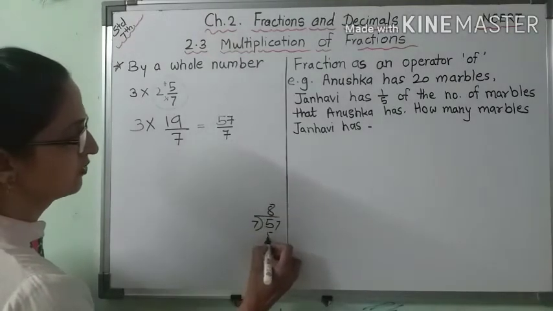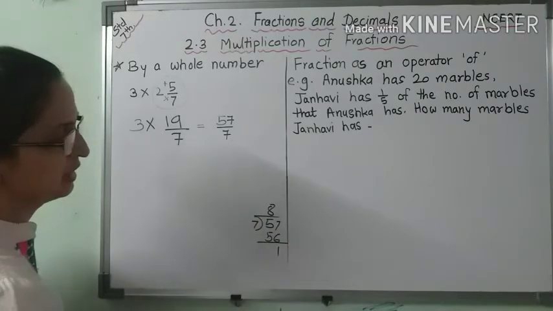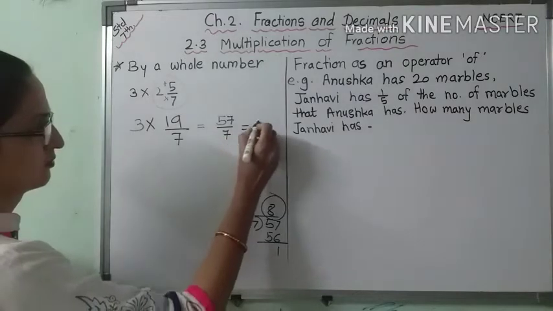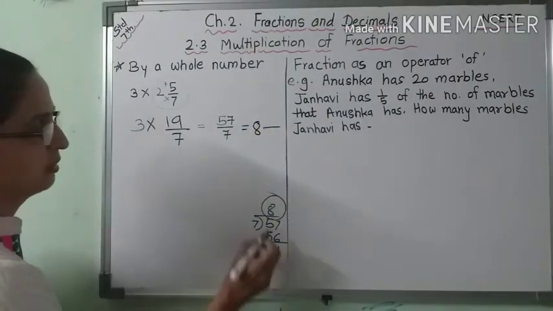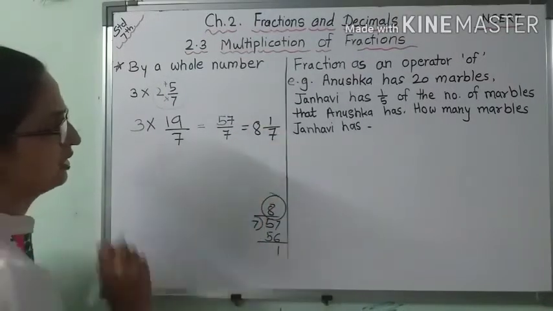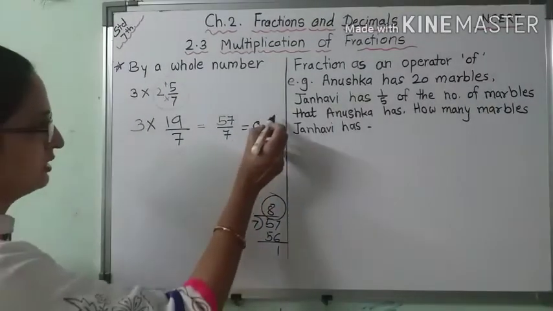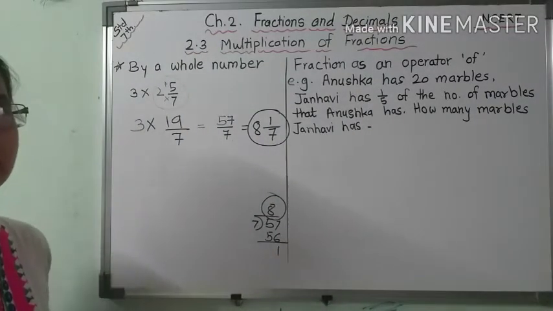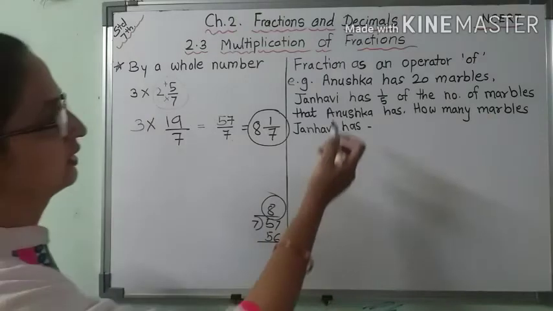7 8s are 56. Remainder is 1. So your quotient is 8. So write 8 here. Remainder is 1. Write this here, and write the denominator as it is. So our answer is 8 and 1 upon 7. Is that clear? Now move to the next topic.